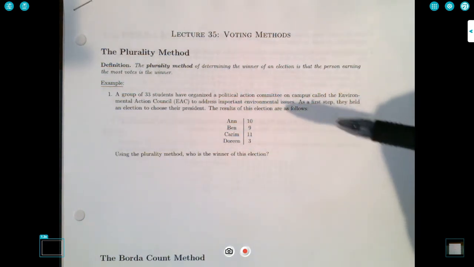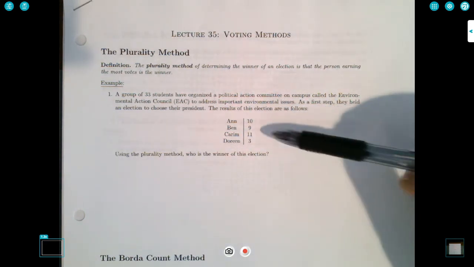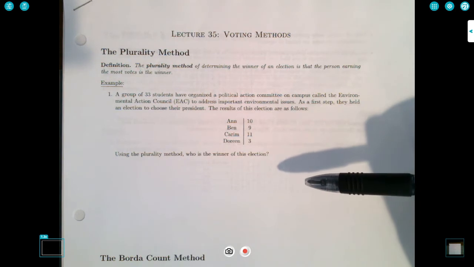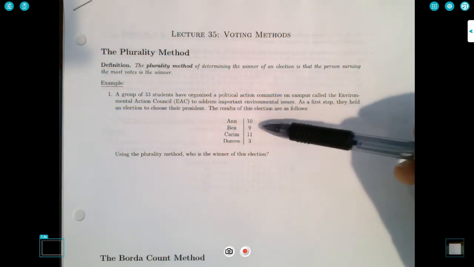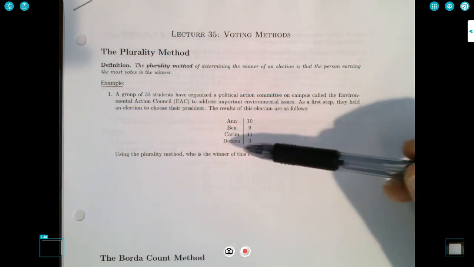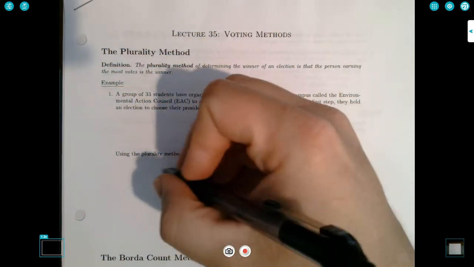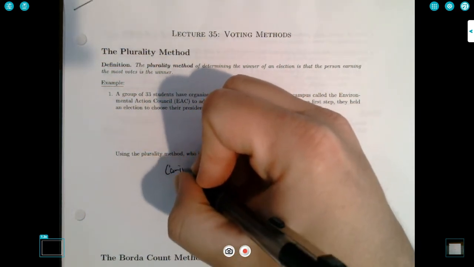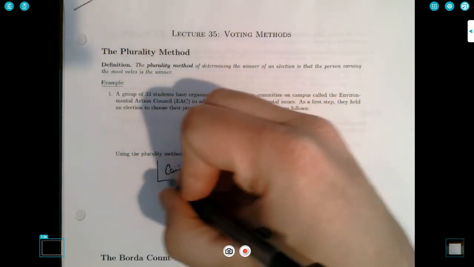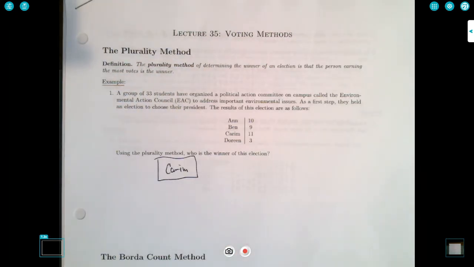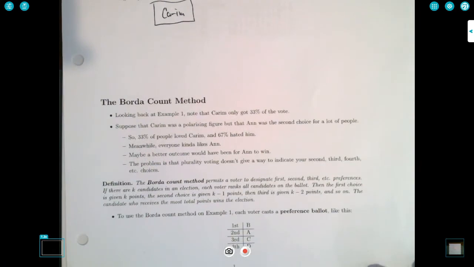The results of this election are as follows. Anne got 10 votes, Ben got 9, Kareem got 11, and Doreen got 3. Using the plurality method, who is the winner of this election? Well, obviously it's Kareem. Kareem got the most number of votes. So that's the plurality method. It's really pretty simple. The next one is called the Borda count method.